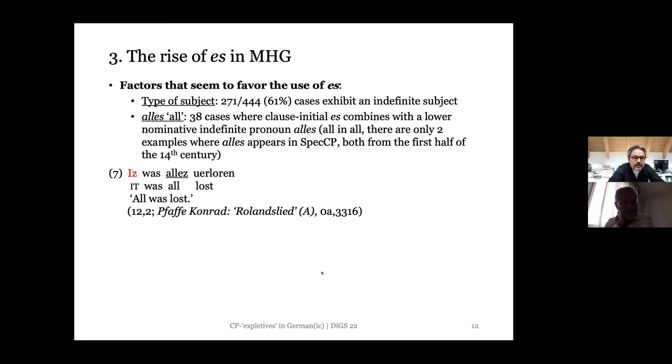The effect is particularly clear in connection with the indefinite pronoun alles, all. There are 38 cases in our data set where the expletive S combines with alles, which is used as an indefinite subject. And in these cases, of course, alles stays in a lower position. And in the whole corpus, there are only two examples where this indefinite pronoun occupies the specifier of CP. A typical example is given in 7 on this slide.